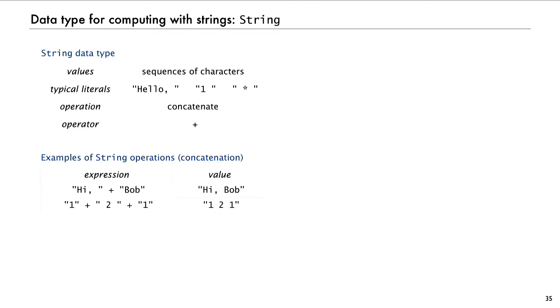It doesn't matter what the strings are, any string at all. So this is the string 1 concatenated with the string space 2 space, concatenated with the string 1, and then you get 1 space 2 space 1, and like that.